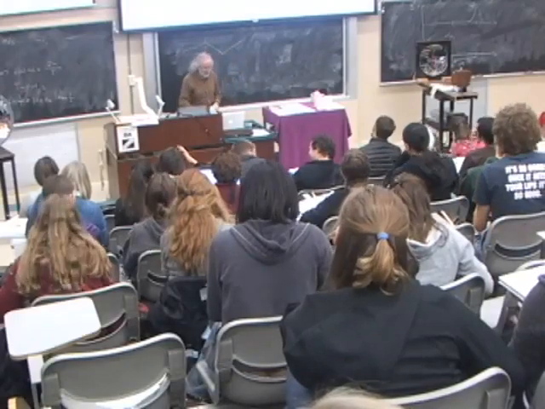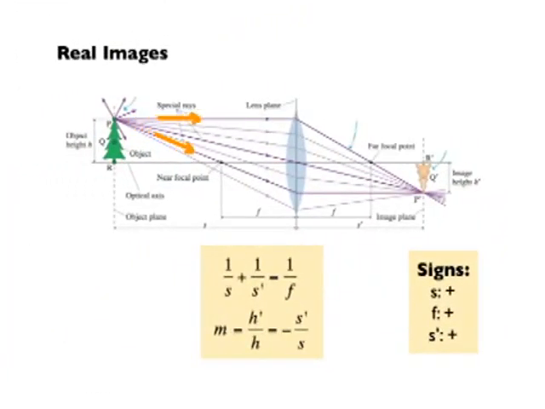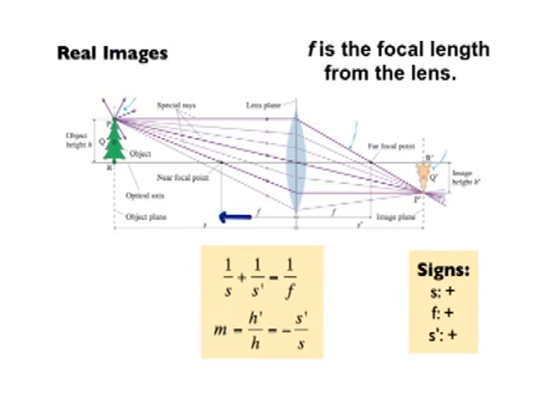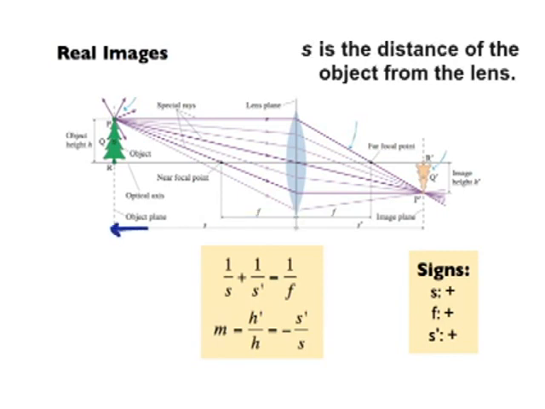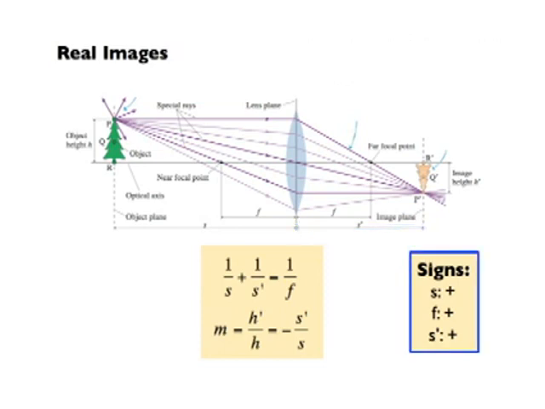Images work like this. Rays of light come from an object. I have a converging lens, which brings them to a focus. Three variables. One is the focal length of the lens, F. That's the distance of the focal point from the lens. I have S, which is the distance of the object from the lens. And I have S prime, which is the distance of the image from the lens. Those are the three variables, S, S prime, and F.